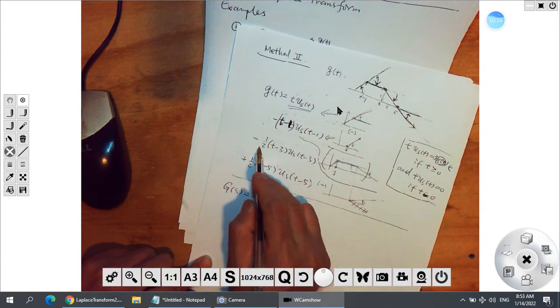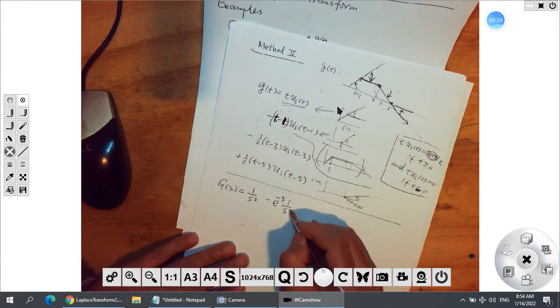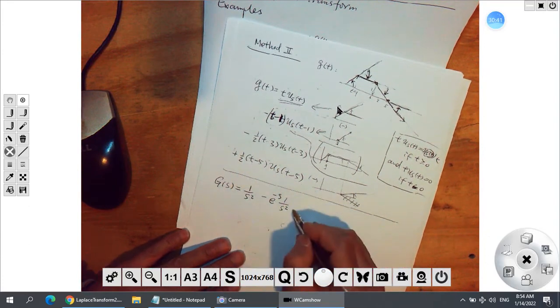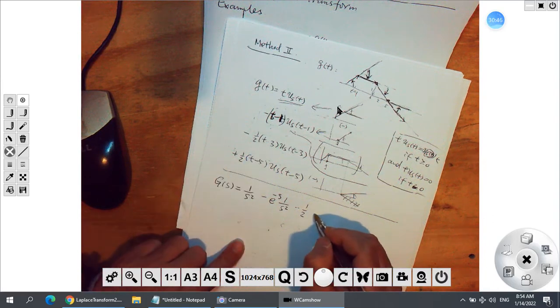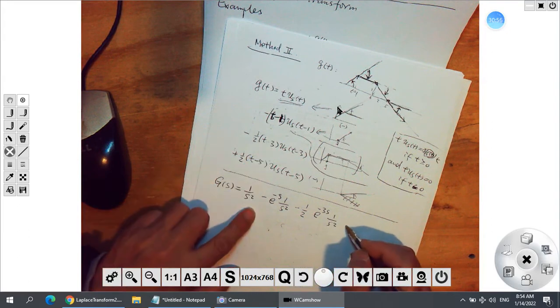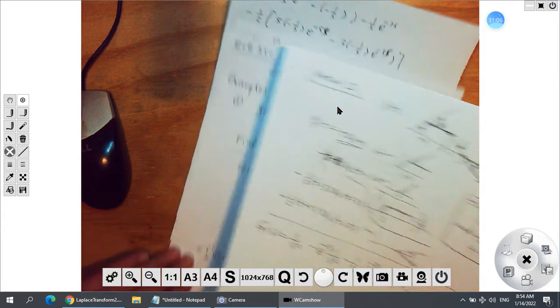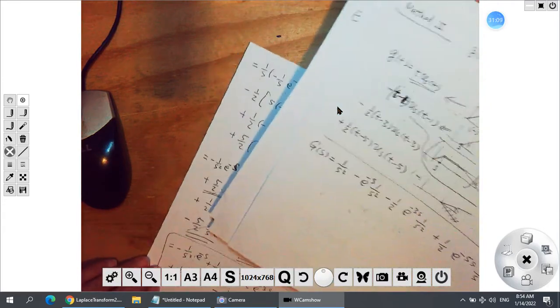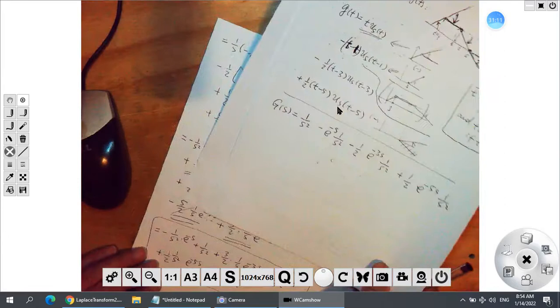And then this term is minus 1/2. This will be 1 over S squared e to the negative 3S, right? Shift by 3. And last, plus 1/2 e to the negative 5S, 1 over S squared. Alright, we get our result. It's quite simple, right? We can see what the result is here.